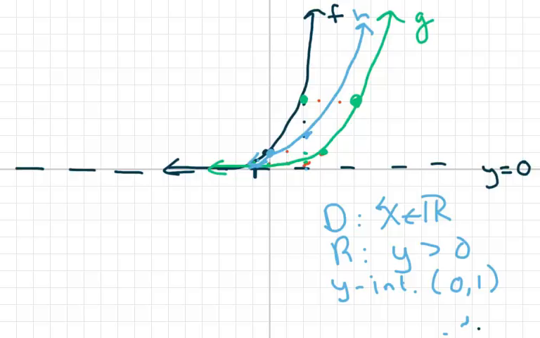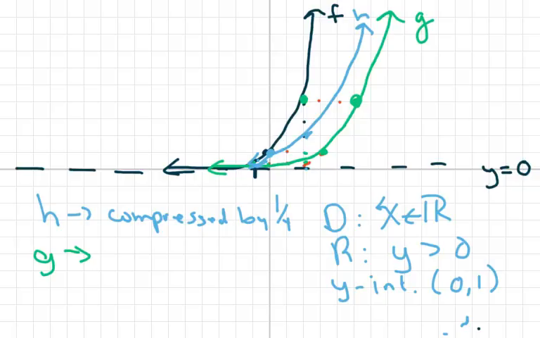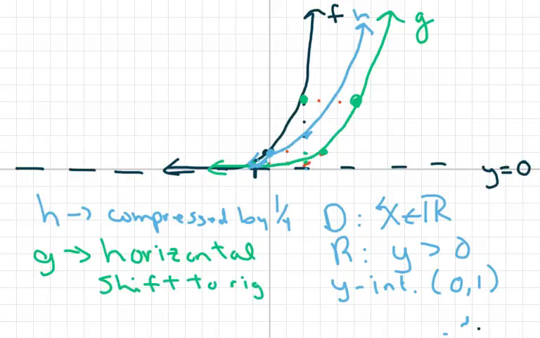And how are they different? Well, f is the parent function. H was a compression by 1/4. And g was a horizontal shift to the right by 3 units. Right?